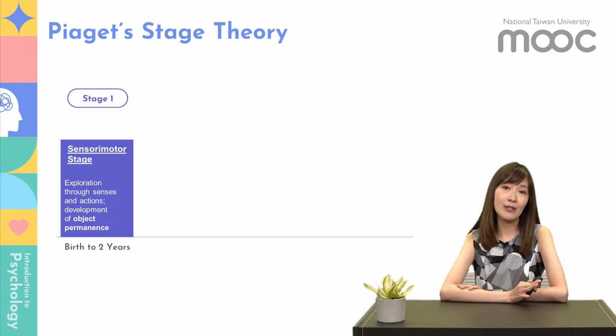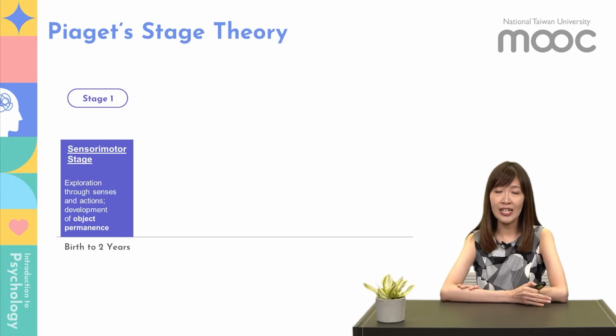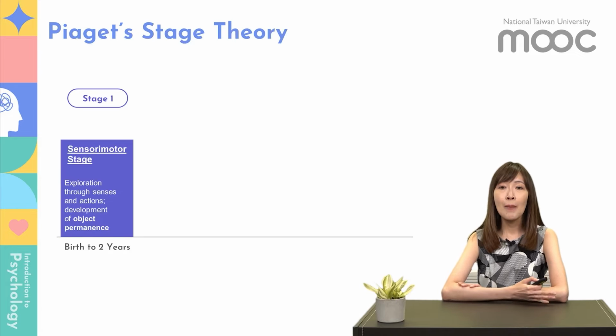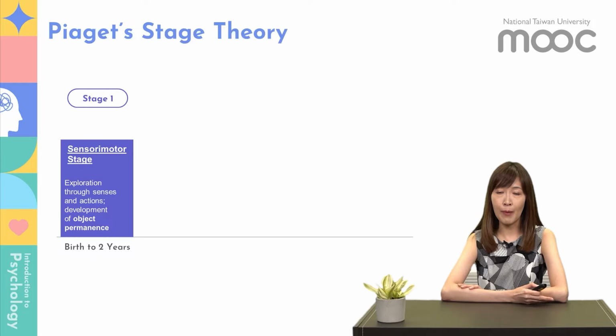And that's why peekaboo is so fun during this time. They cannot understand object permanence. That is the first stage, the sensorimotor stage. And as the term implies, babies use their senses and their motor skills to understand the world during this time.